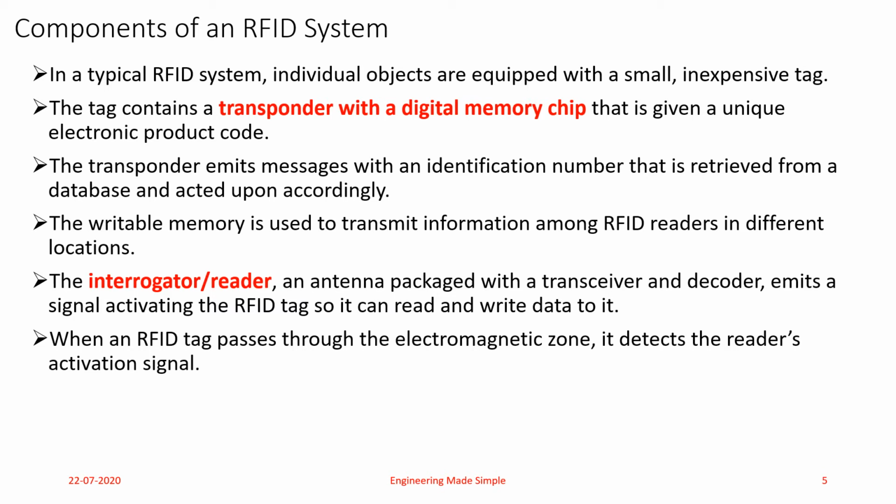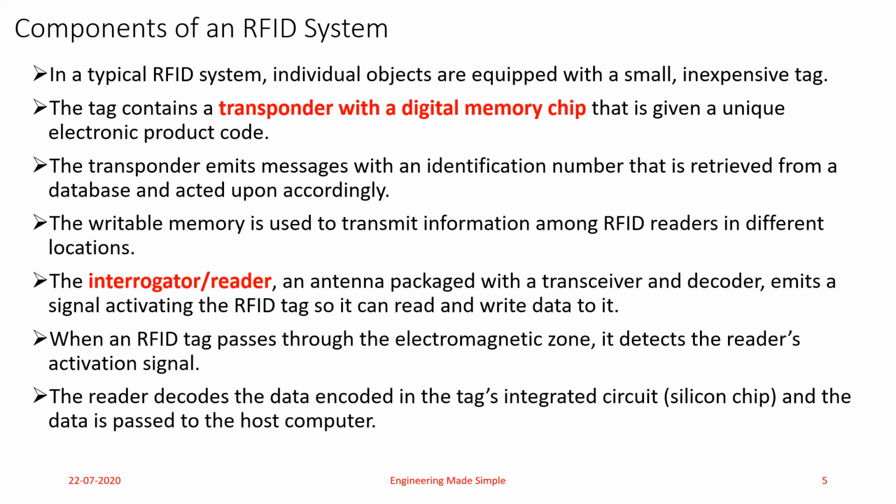So now how does this process happen? When an RFID tag passes through the electromagnetic zone, it detects the reader's activation signal, and then only the reader decodes the data that is encoded in the tag's integrated circuit, IC, and then the data is passed to host computer. So the reader decodes the data encoded in the tag which is in its electromagnetic zone and which has received the reader's activation signal, and then reads the data from the tag, and then the data is passed to host computer for further processing.